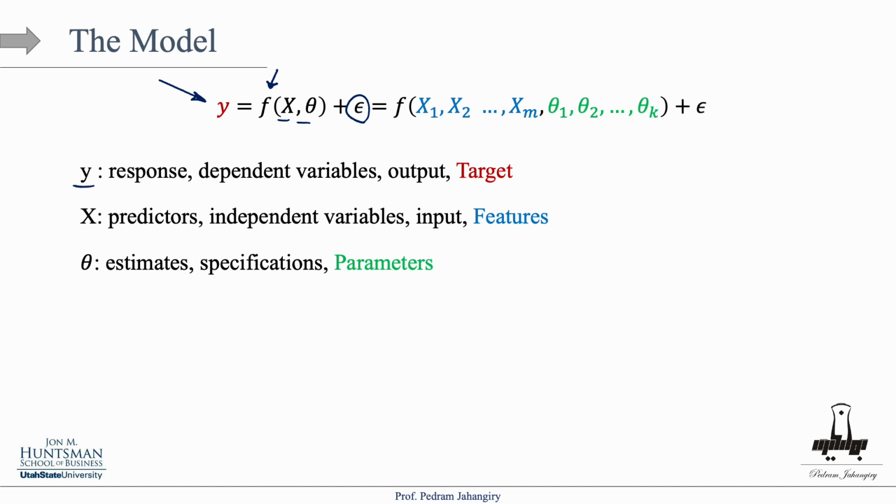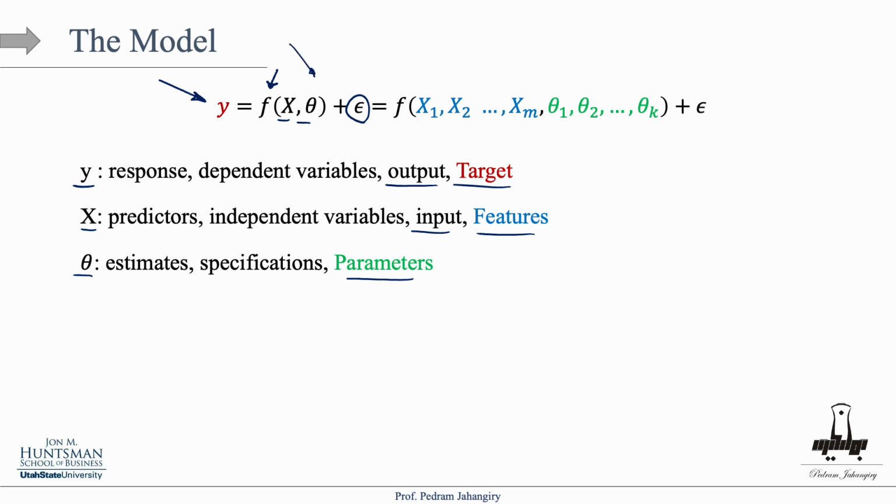So the left-hand side variable, or y, is our response variable or dependent variable. Or basically, this is our output. In machine learning language, we call it the target. The x's are the predictors or the independent variables, and it's a vector of many features, right? We call them inputs of the machine learning algorithm. In machine learning language, we call them features. And then finally, thetas are the estimates or specification or the parameters of the model. Later on, we're going to talk about hyperparameters as well, but we don't necessarily show it here.